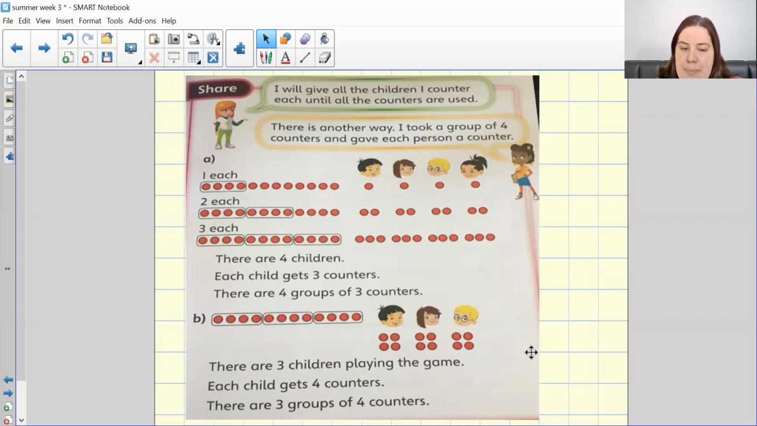And then part B, same thing again. What I have done is I have grouped them in my 4s, but instead I've given the extra counters to the others.